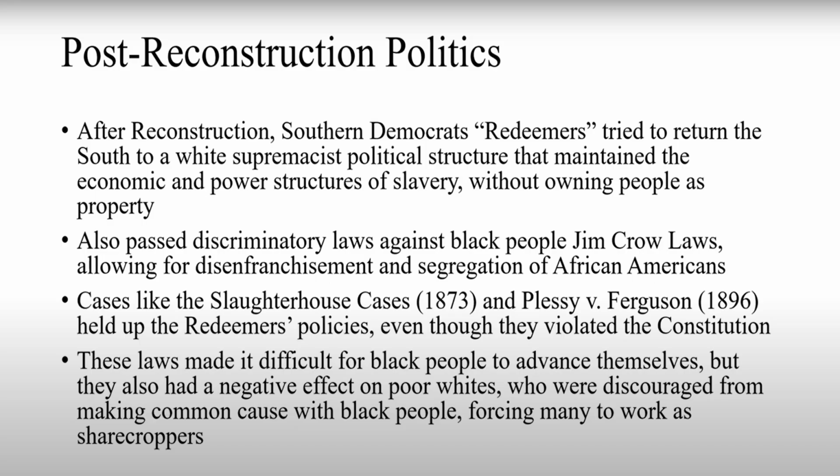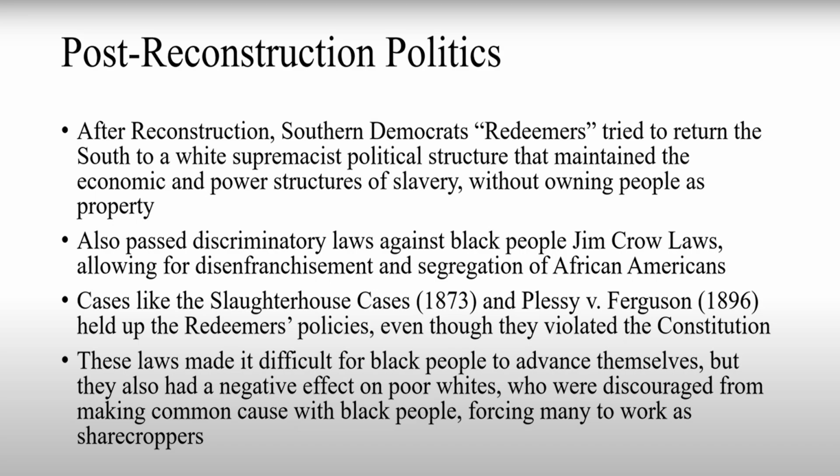You cannot serve on a jury, which means that if you are put on trial, your chances of getting a fair trial as a black person are much lower. You cannot vote. There's various laws that are designed to keep African Americans from voting, and even in some cases to keep poor white people from voting too. And there's laws against firearm ownership. There's laws against interracial marriages.